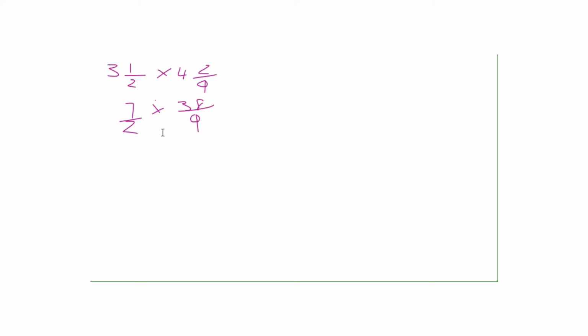So the next step is to simplify. We can put 2 into 38, or we can just multiply across and then simplify. But 2 into 38 goes 19. And after that, now we'll multiply across. So 7 times 19 is 133 divided by 9 times 1 is 9. So we'll break that down.